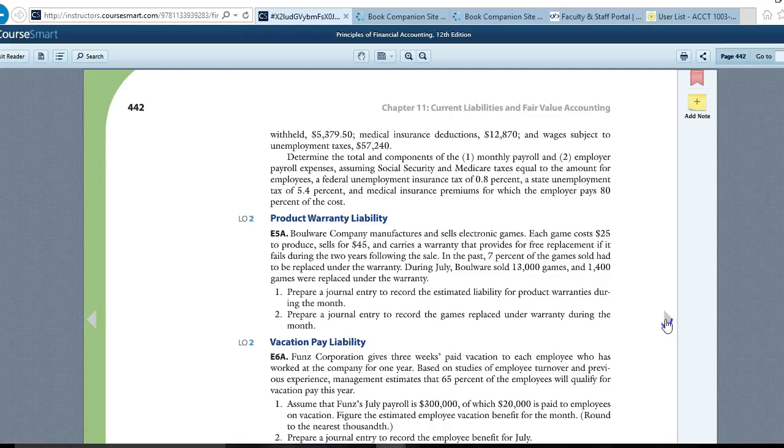Determine the total and the components of the monthly payroll and the employer payroll expense, assuming Social Security and Medicare taxes equal the amount for employees, a federal unemployment insurance tax of 8.8%, and a state tax of 5.4%, and medical insurance premiums for which the employer pays 80% of the cost.